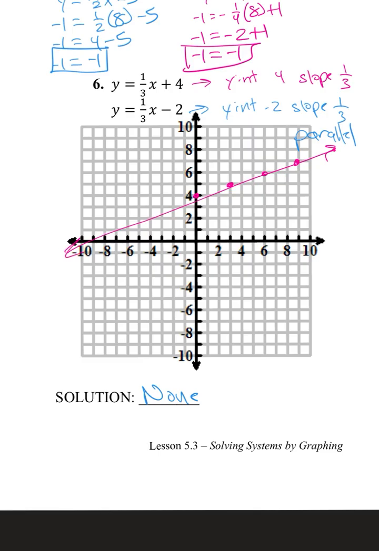Let's go ahead and plot our second set of points for the second equation. From the origin, I'm going to go down 2, because that's my y-intercept for the second equation. And then my slope is 1/3, so up 1 over 3, up 1 over 3, up 1 over 3, and I'm going to connect those dots. So there you have it. You got parallel lines. No solutions, none, nada, zilch. Pretty straightforward, pretty simple, pretty easy.